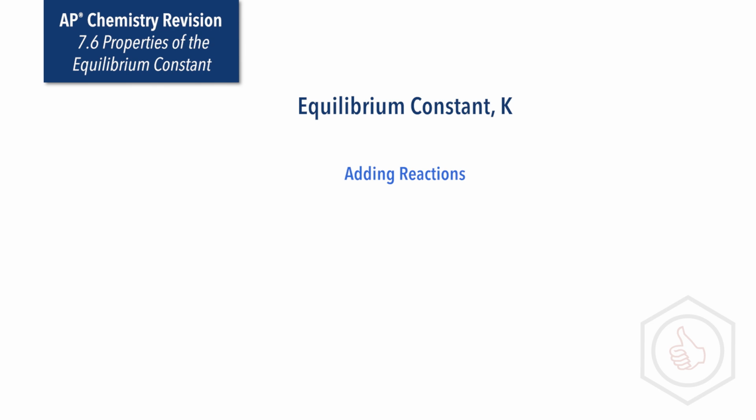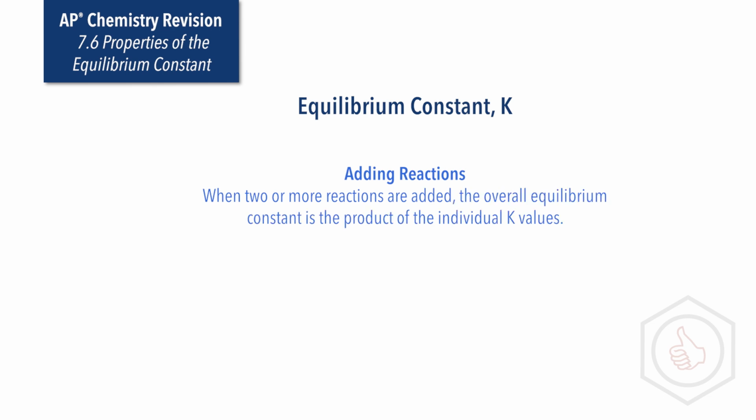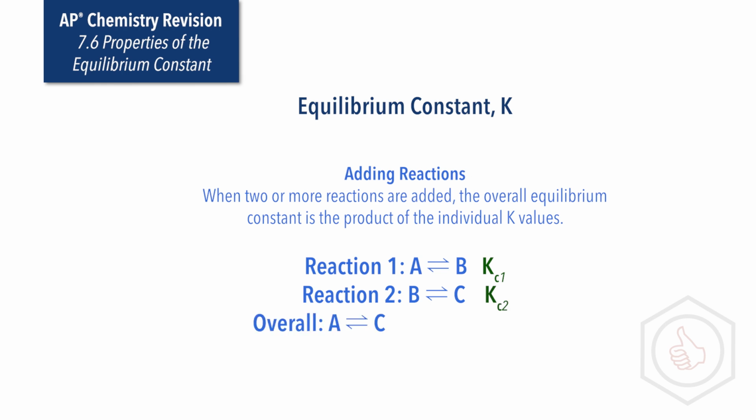Adding reactions. When two or more reactions are added together, the overall equilibrium constant is the product of the initial K values. For example, let's say reaction 1, A going to form B, has a Kc value of Kc1, and reaction 2, B going to form C, has an equilibrium constant of Kc2. For the overall reaction, A going to form C then, the Kc value would be Kc1 multiplied by Kc2. So the equilibrium constant for each reversible step multiplied together gives the overall Kc value.